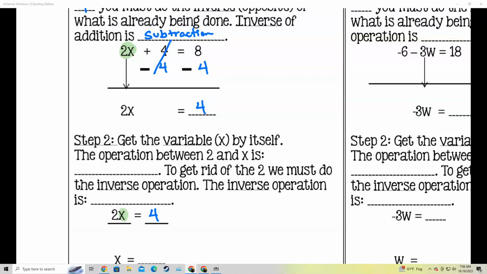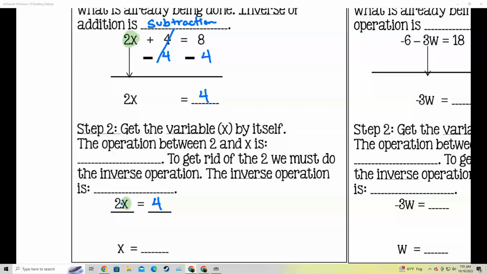The operation between the 2 and the x, right now that 2 is being multiplied by x. The operation between the 2 and the x is multiplication. Sorry, I know I'm a little scattered. I'm trying to do this quickly because I know there's a lot of stuff.